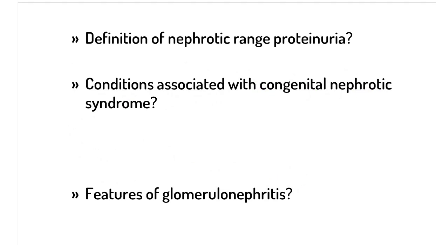You all know that in nephrotic syndrome, the characteristic feature is proteinuria, excessive loss of protein. So, the question is, what proteinuria is to be called nephrotic range proteinuria? In adults, I am sure all of you must have read about it as more than 3.5 grams over 24 hours. That is the definition in adults.